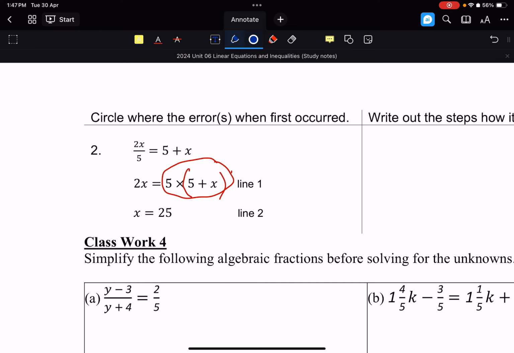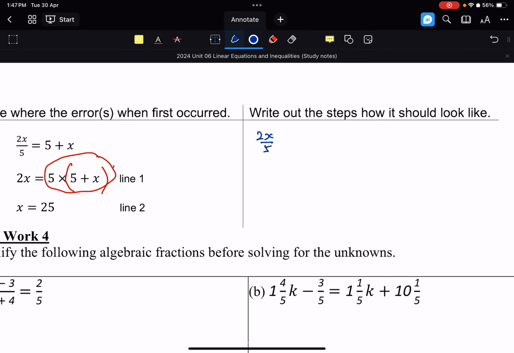Now the correct version, where we have 2x over 5, let me bring it over, equals 5 plus x. If I multiply 5 on both sides, which I can, it should be 5 multiplied by (5 plus x). So 2x is equal to 25 plus 5x. That means 7x is equal to 25.